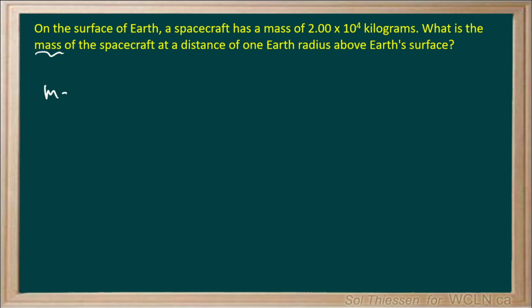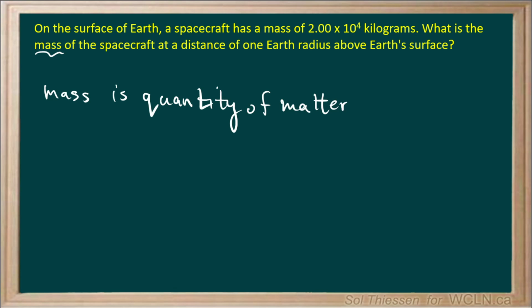We know that mass is the quantity of matter contained within an object. And that does not change depending on the object's position. So wherever this spacecraft is, its mass will remain the same, unless it's moving at incredibly high speeds, but that is an upper level physics discussion. Anyways, the spacecraft will have the same mass regardless of its position relative to Earth.